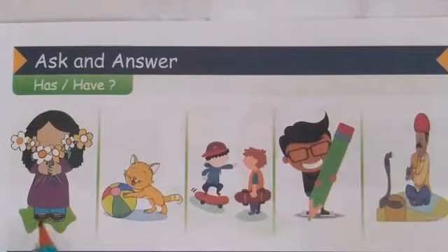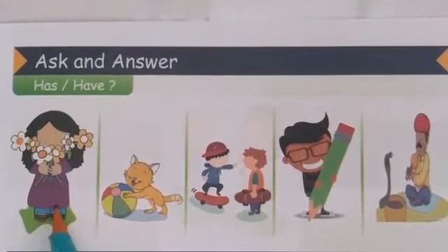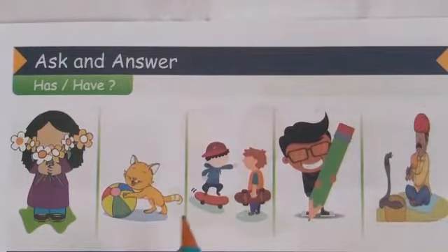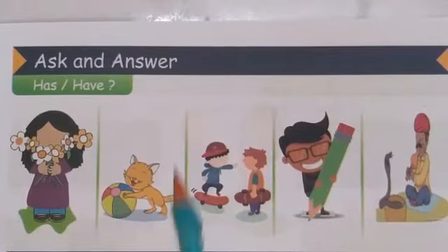Very nice. Now look at the picture carefully and make the first sentence about this picture by using has and have. Yes, she has flowers. She has flowers. Repeat after me. Now look at the next picture and try to make a sentence. Okay, you can pause the video and try to make your own sentence. After that, you can confirm your sentence by playing the video.